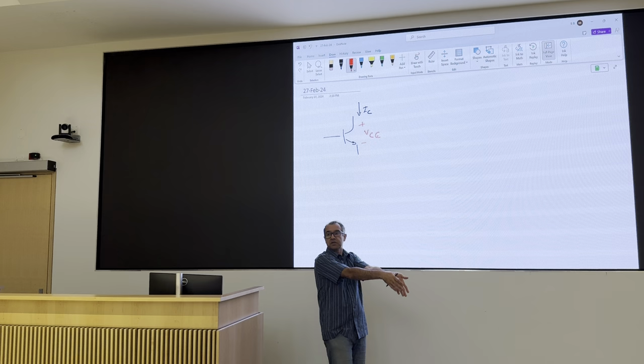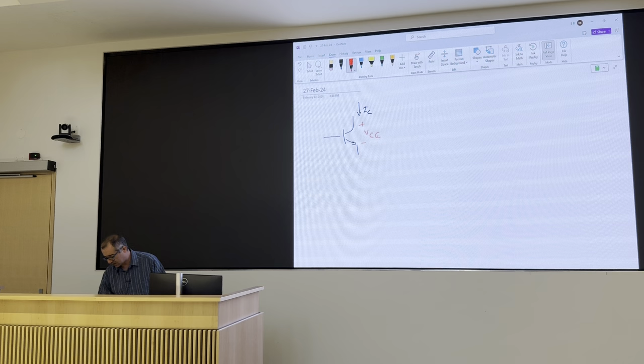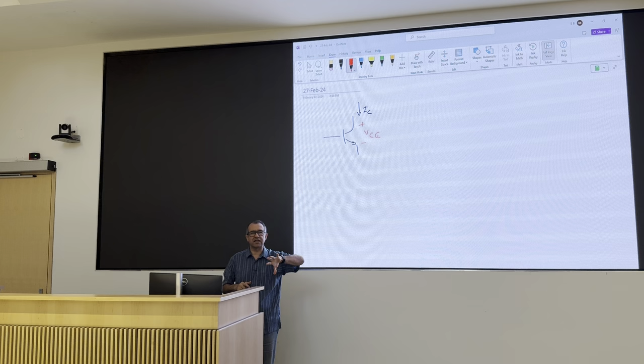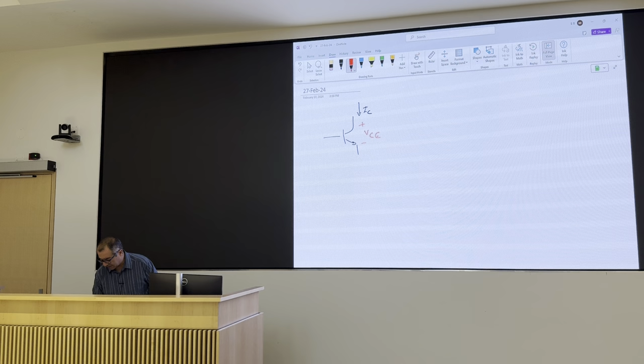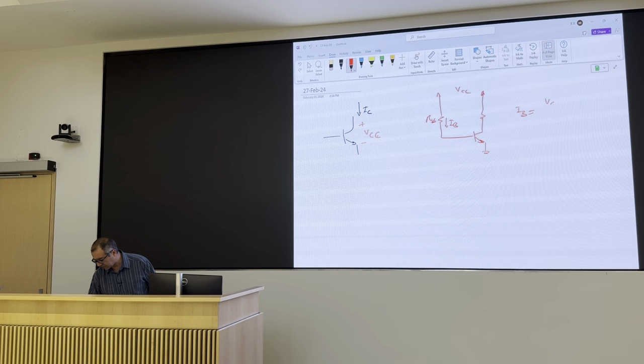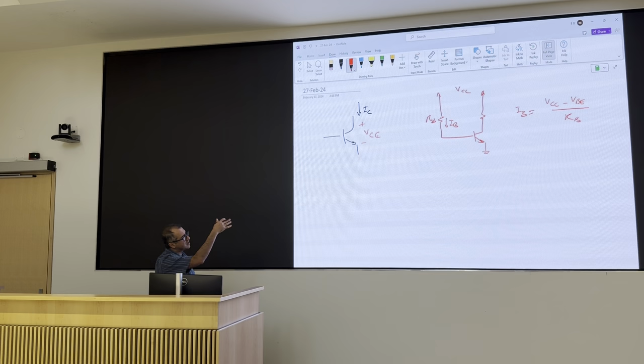So biasing means setting IC and VCE to whatever you want. We looked at a couple of different ways of doing it. Again, I'm showing you NPN circuits, PNP is exactly the same, but pay attention to the directions of currents and biases and you're good. We said there's this basic method where you essentially set the base current IB. If your emitter is grounded, this IB is going to be VCC minus VBE over RB. And by choosing RC and all these other parameters, you can get whatever bias point you want.